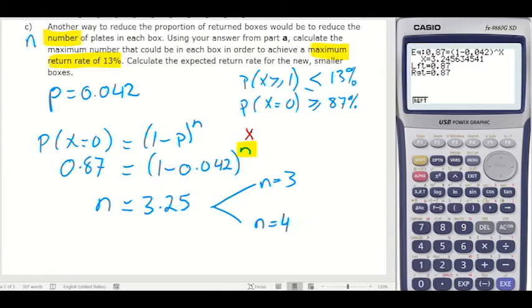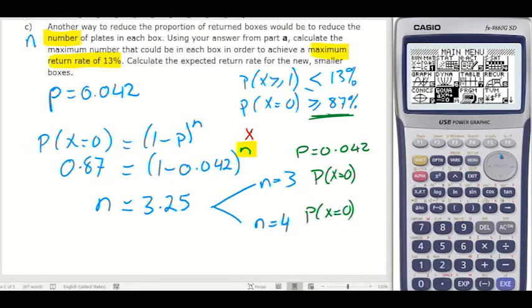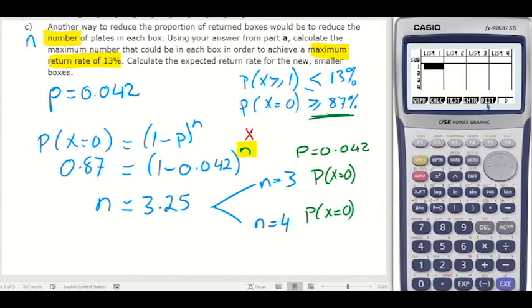13% return rate maximum. So what I'm going to do is I'm going to say, right, I know my p is 0.042, so that's a single plate. If the sample size n is 3, then what would the probability be of getting no broken plates? And I'm going to look at that number and see, is that greater than or equal to 87%? And then I'll try that with n equals 4, and I'm going to see which of those gives me the answer that I'm looking for. So I'm going to go back out to my menu, go into my stats menu, and distributions, binomial, and BPD.